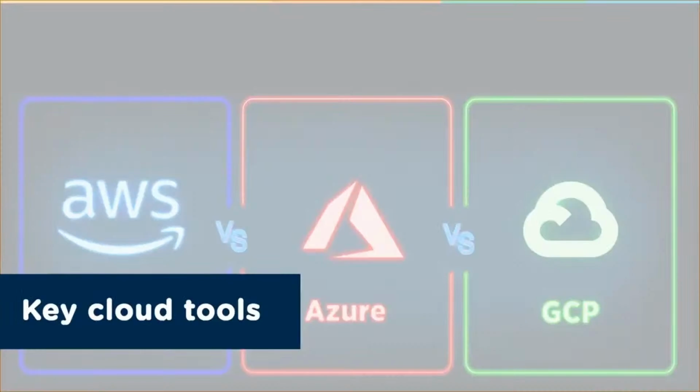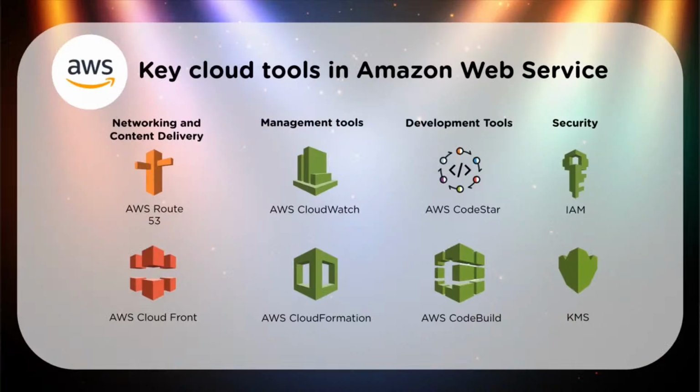Now let's talk about the key cloud tools for each of these service providers. For AWS, in networking and content delivery, we have AWS Route 53 and AWS CloudFront. For management, we have AWS CloudWatch and AWS CloudFormation. For development, we have AWS CodeStar and AWS CodeBuild. For security, we have IAM and Key Management Service.